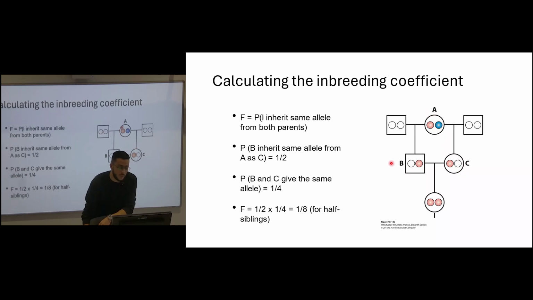Wait, oh no, sorry, we're calculating for, what am I doing here? One second. Let me think first, and then I'll explain. It should be 1/16, I think. Wait one second. So 1/2 here, and 1/2 here. Okay, so that's 1/4. And then B and C give the same allele. Okay, I think there's a mistake here.